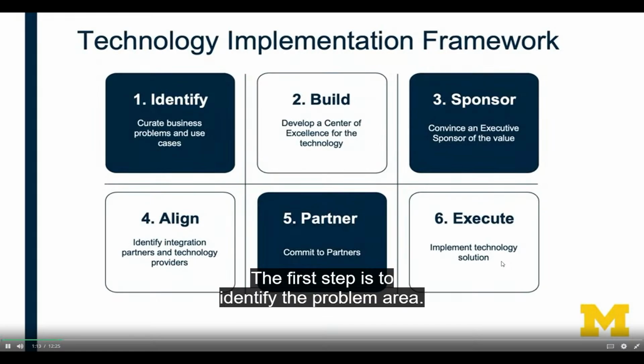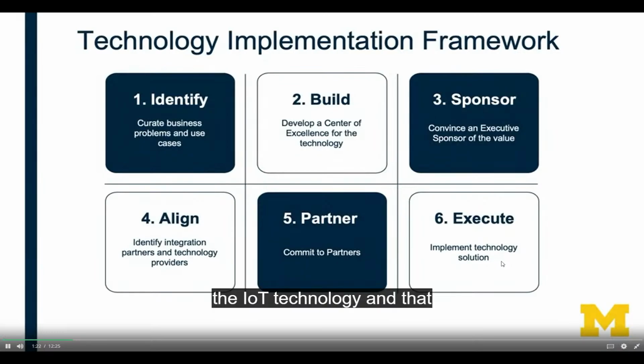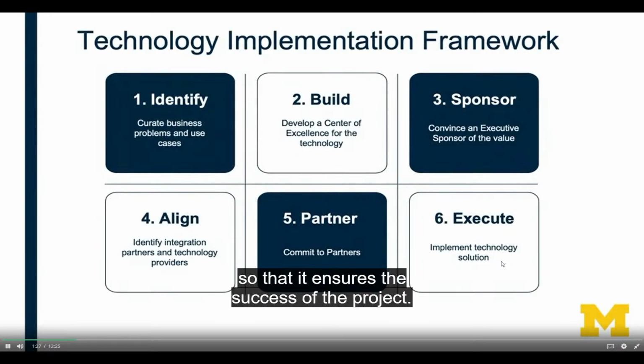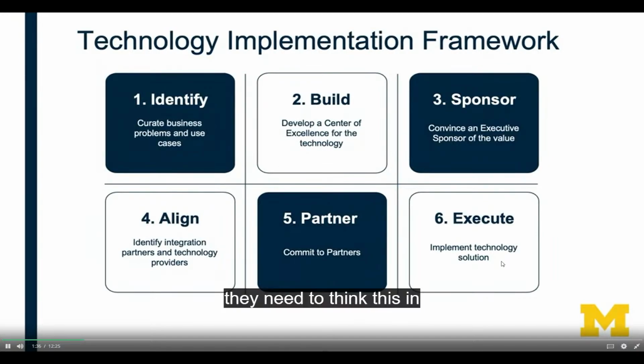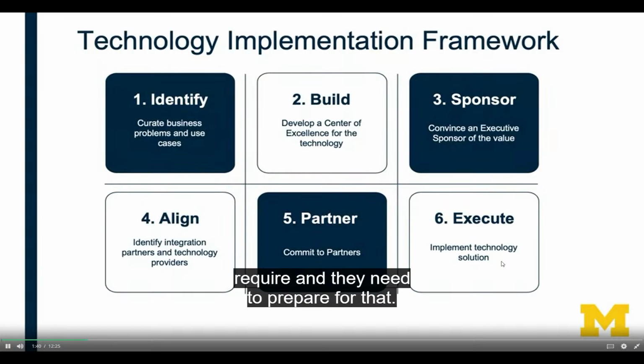The first step is to identify the problem area. Companies need to choose the problem that they're trying to solve and the value they're trying to create with the IoT technology. And that choice has to be made in an intelligent way so that it ensures the success of the project. Second, they need to build the capability that is required for IoT applications. It's not about just one project. They need to think of this in terms of a set of projects and what are the capabilities and the talent they require, and they need to prepare for that.